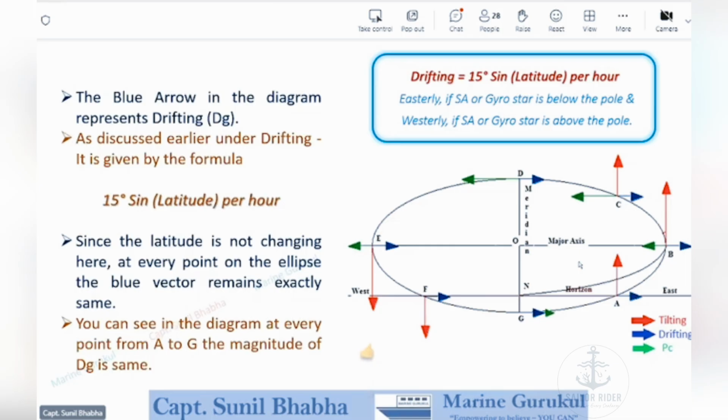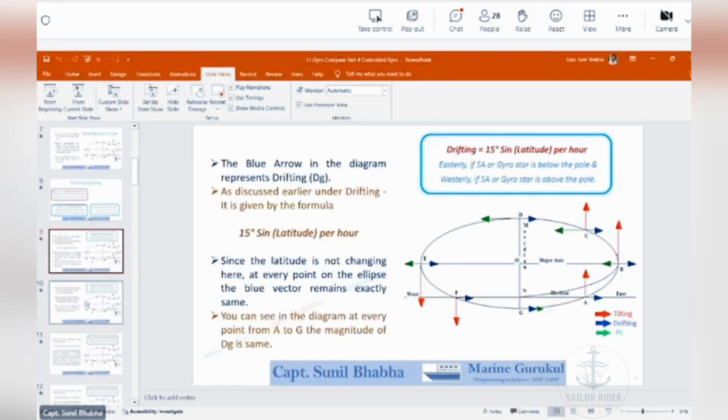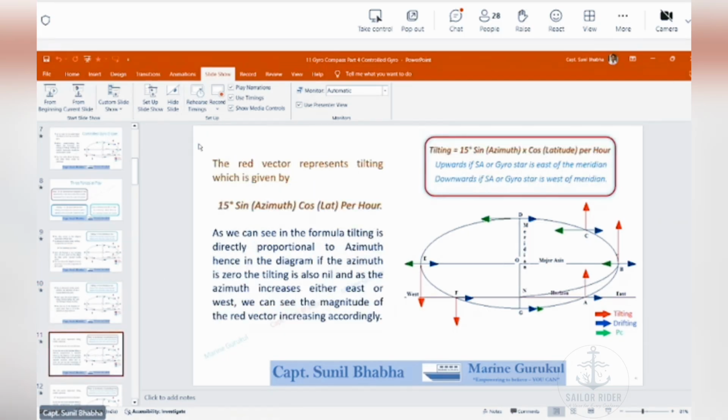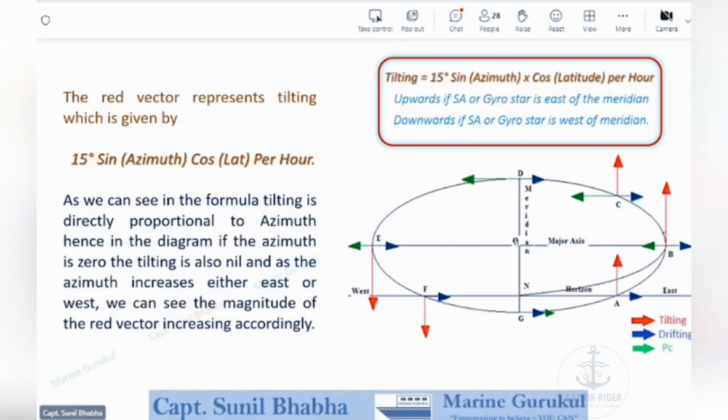Let's move ahead now. We now move on to the tilting vector. Let us see how the tilting vector is put in this diagram. So let's move on to the second force in action here. The second force which we are going to discuss now is the tilting motion. Now in this diagram, the red vector represents the tilting.